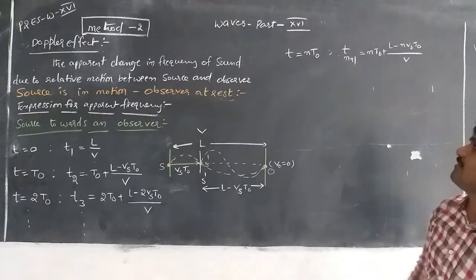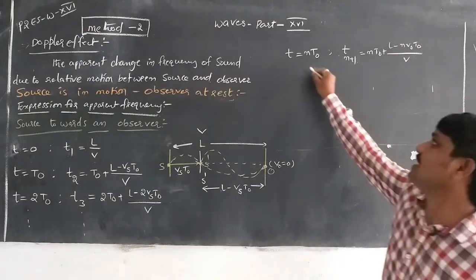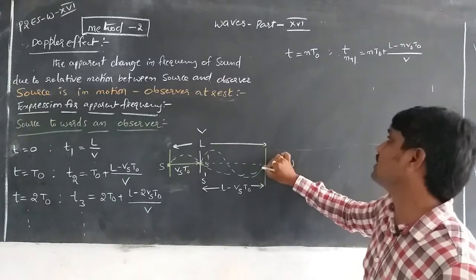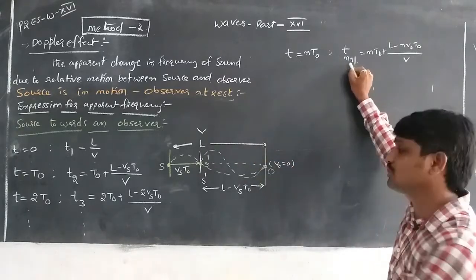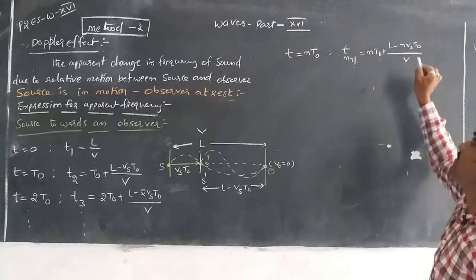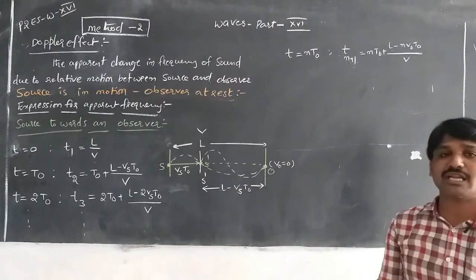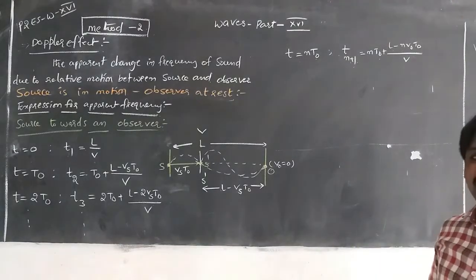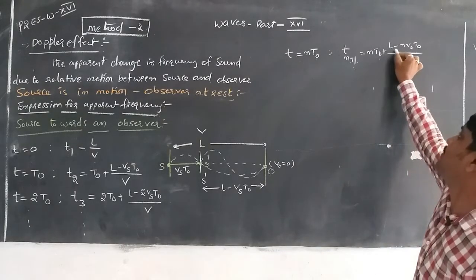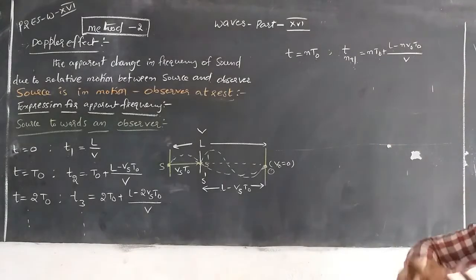So we already found that when n t naught time has passed and the source has traveled toward the observer, the n plus 1 wave is received by the observer at t n plus 1, equal to n t naught plus L minus n Vs t naught by v. This is the time at which the observer receives the wave. Now, what is the time period?